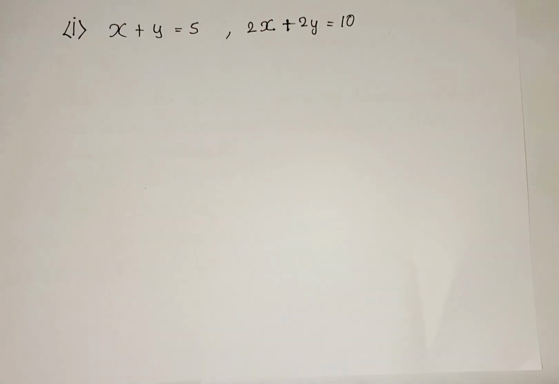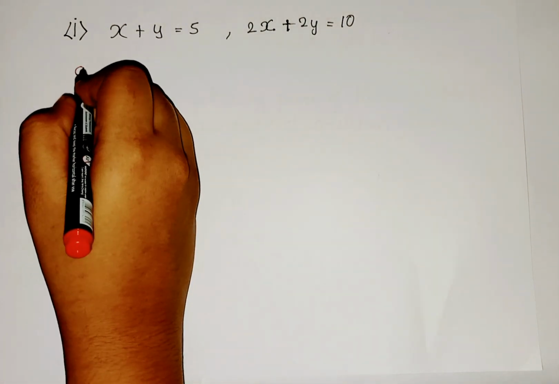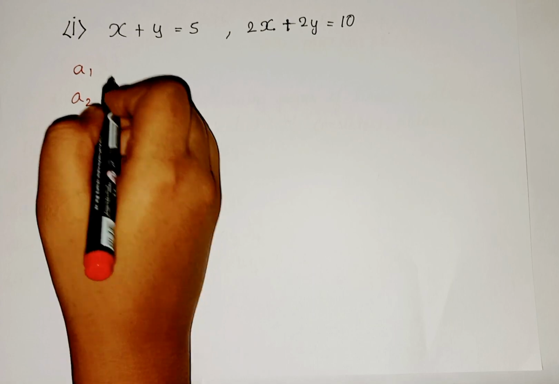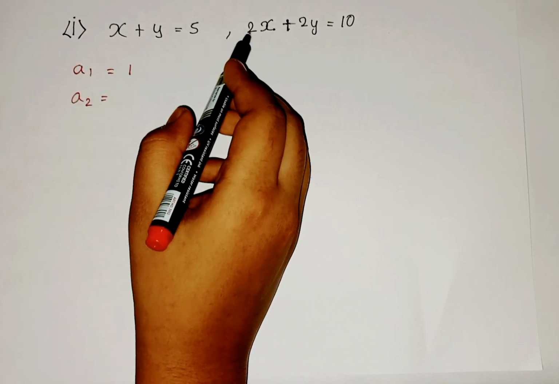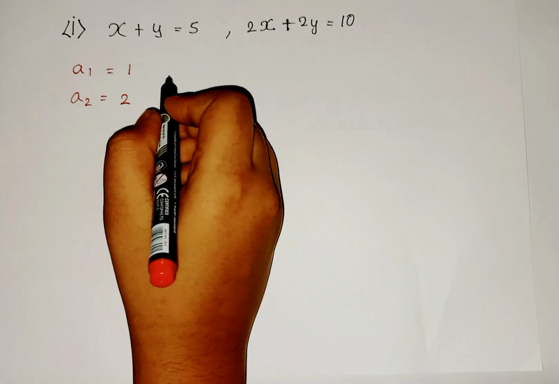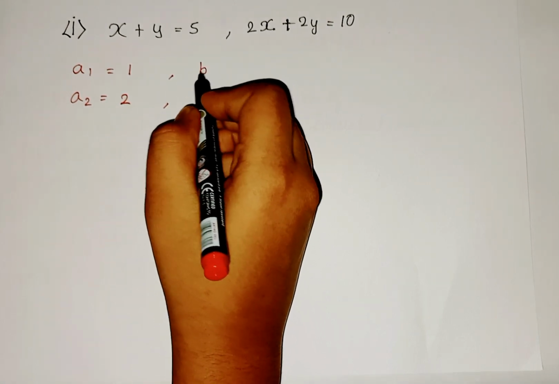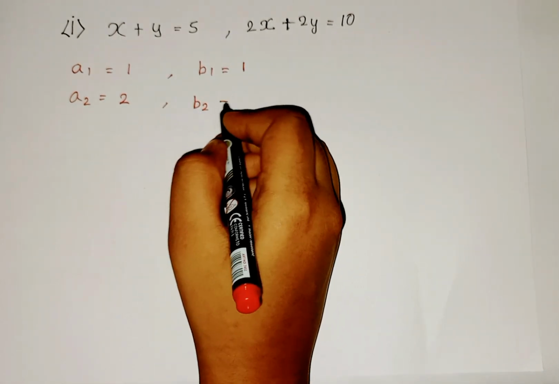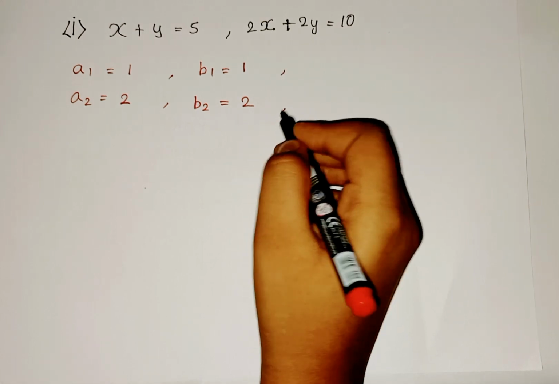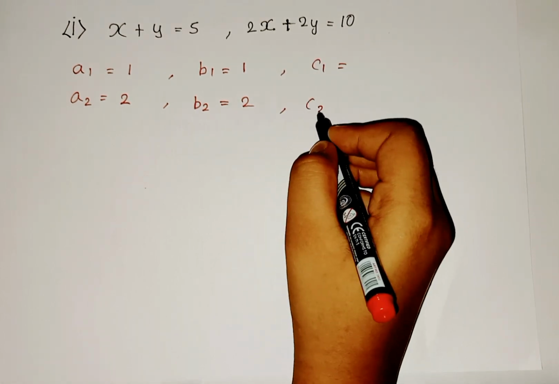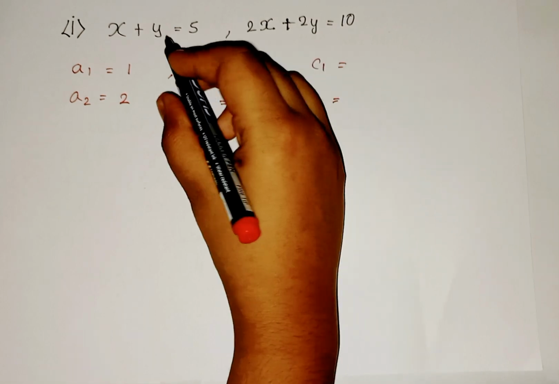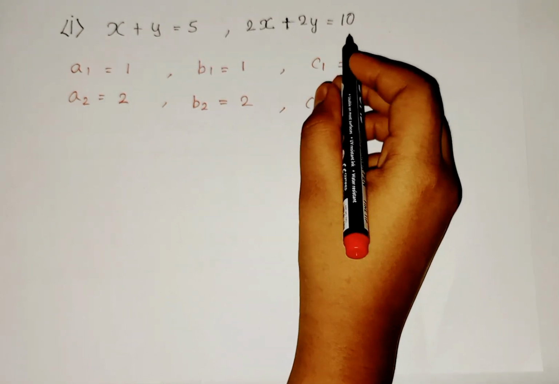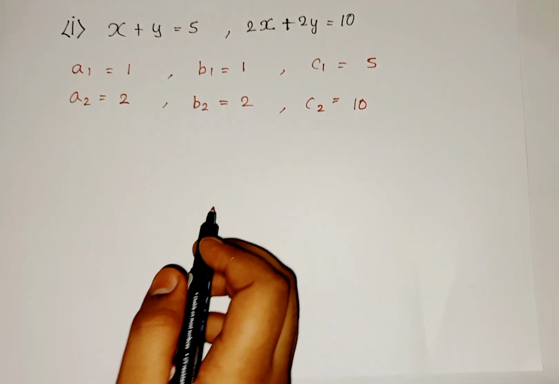I just wrote the first subdivision as it is. We are supposed to say whether it is consistent or inconsistent. How to say that? We write A1, A2. Here A1 is 1 and A2 is 2. Only the coefficient we are supposed to take. Then B1, B2: B1 is 1 and B2 is 2. And then C1 and C2: C1 is 5 and C2 is 10. C means the constant term.